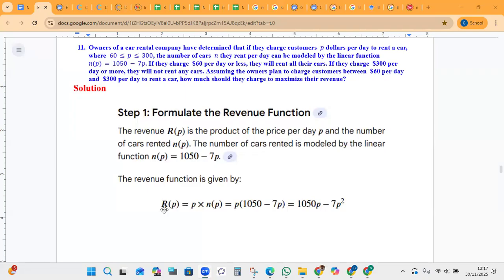So revenue is equal to price times number of cars. Number of cars is not a number, it is actually a function, but nonetheless, it is the number of cars. So price times 1050 minus 7P within brackets. You clear brackets, so P times 1050 is 1050P, and P times minus 7P is minus 7P squared. So here we have the revenue function, which of course we can maximize.